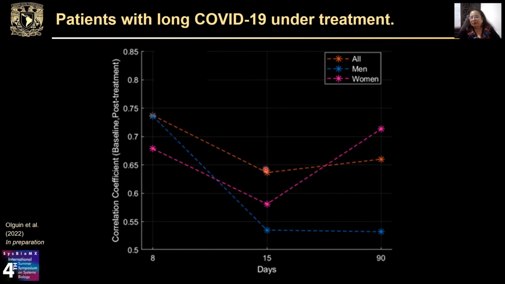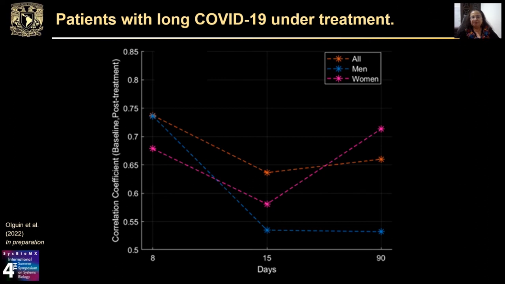But if you make a difference between men, blue, and women, pink, you see that men recover faster than women. Women still are not recovered after 90 days. They need a longer treatment than men.